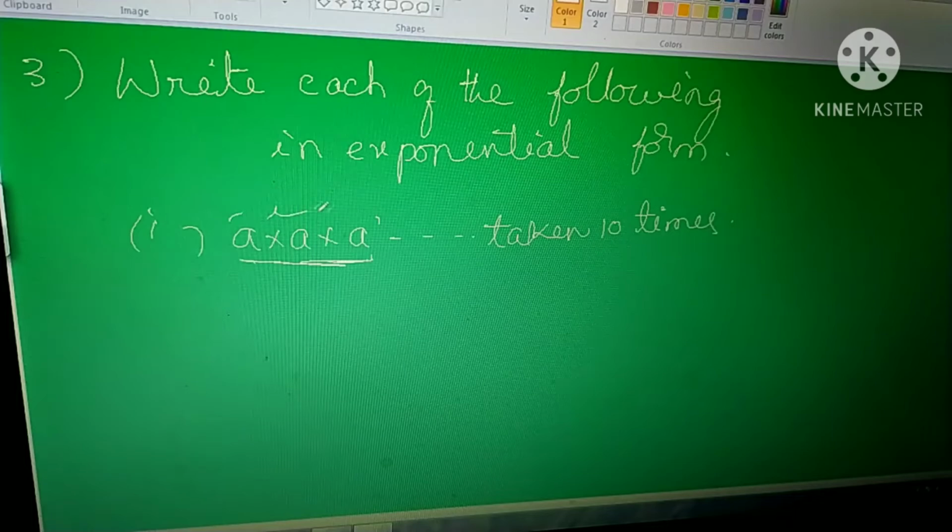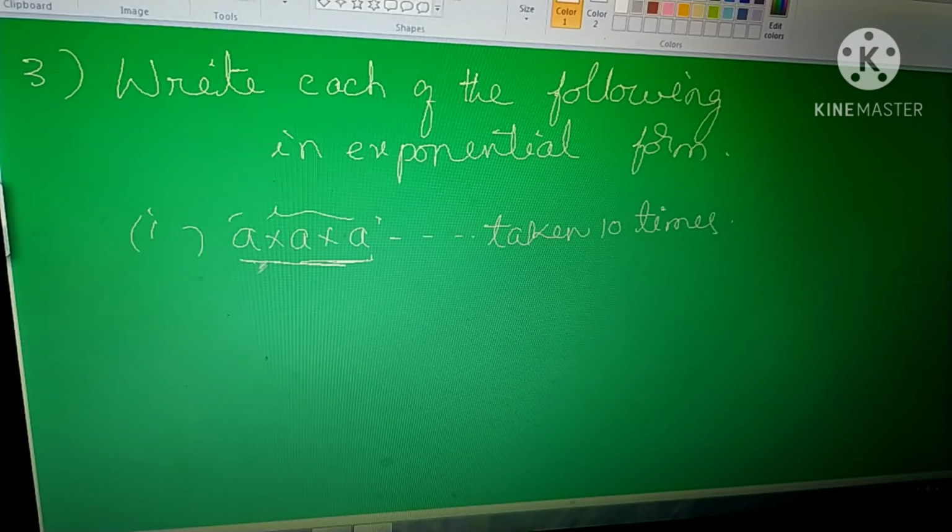So here they have given a variable. We have to take this variable as base, and then we have to write the power. In the power, what we have to write? How many times this variable is repeating. That number we have to mention in the power.